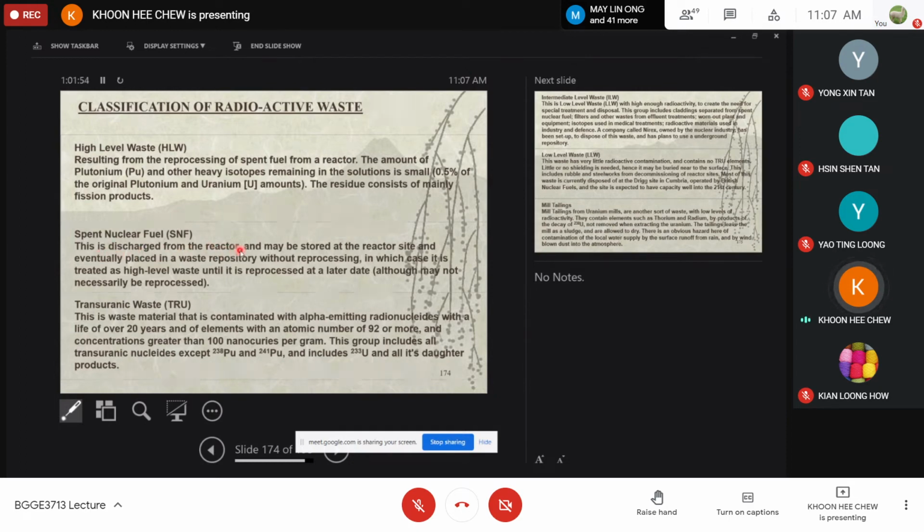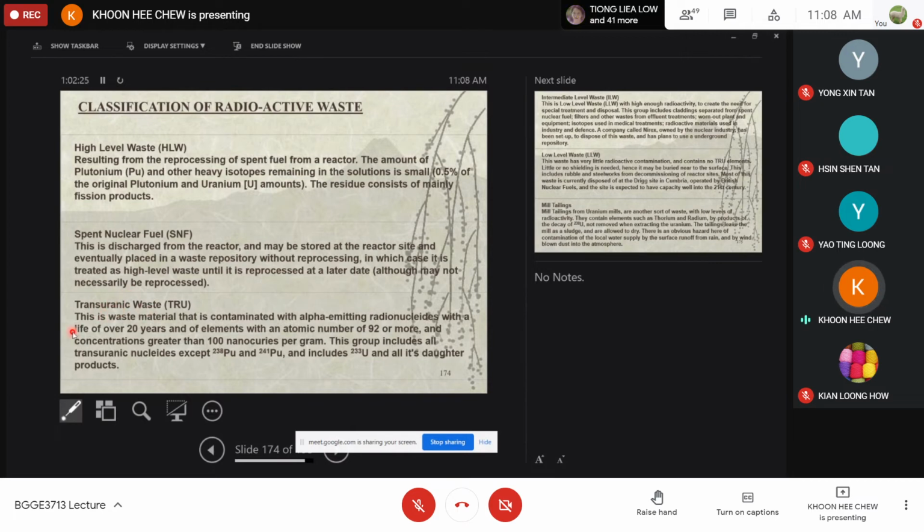This is coming out from the reactor and may be stored at the reactor site and eventually placed in a waste repository without reprocessing. Okay, in which case it is treated as high level waste until it is reprocessed at a later stage. You might keep this spent nuclear fuel near the nuclear power plant, but if we keep it there, we are considering it as high level waste until it is reprocessed at a later date.